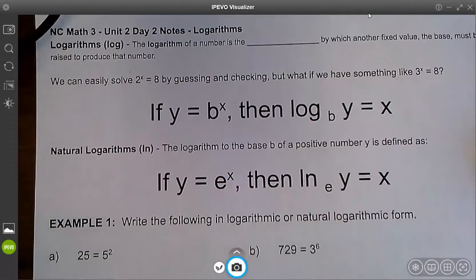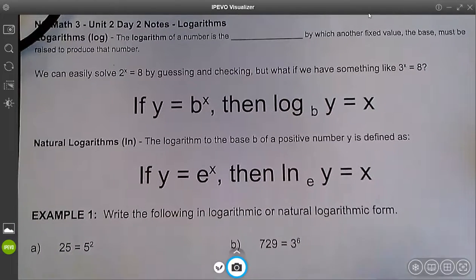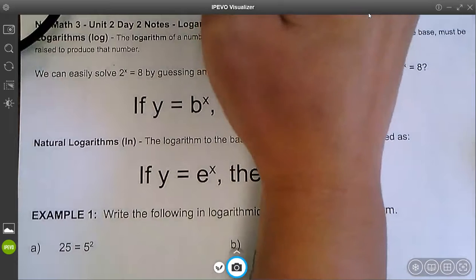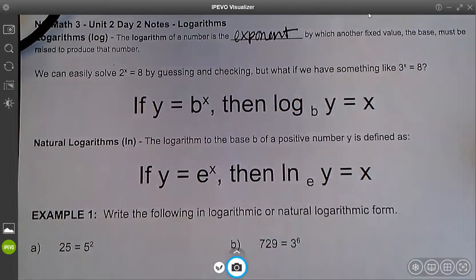Math 3, Unit 2, Logarithms. The logarithm of a number is the exponent by which another fixed value, the base, must be raised to produce that number. Exponent. So logs are inverses of exponentials. So we did inverses before where you have to switch your x and y. We did exponentials, and now these are logs, and they are the inverse of exponentials.